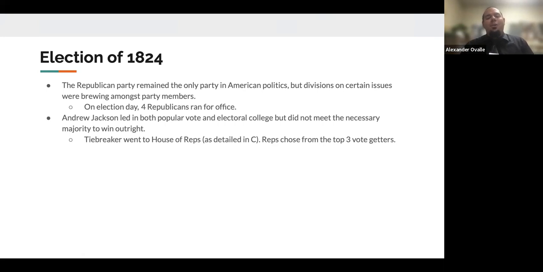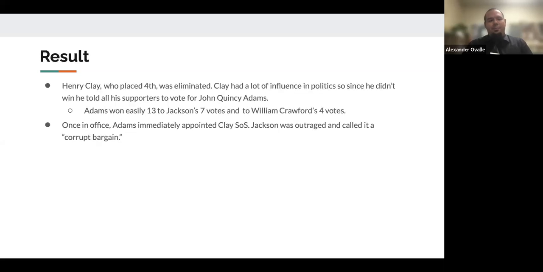The tiebreaker, of course, went to the House of Representatives, as detailed in the Constitution. The representatives chose from the 3 top vote getters. Henry Clay, probably the most important man to never become president politically, placed 4th and was automatically eliminated. However, Clay had a lot of influence in politics. So since he didn't win, he told all his supporters to vote for John Quincy Adams.